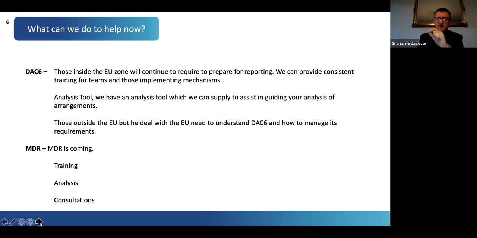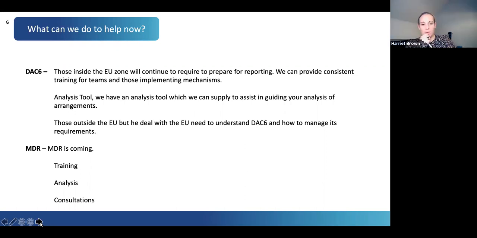Those of us outside the EU now, that still sounds odd. Those of us outside the EU, but who deal with the EU, then you need to understand DAC6 as well. You need to grasp it in detail, because if you have dealings inside the EU and you are outside the EU, then you will undoubtedly recently have been receiving emails from law firms inside the EU saying, we think this might be reportable, or then the best one, there may be reporting on this arrangement.